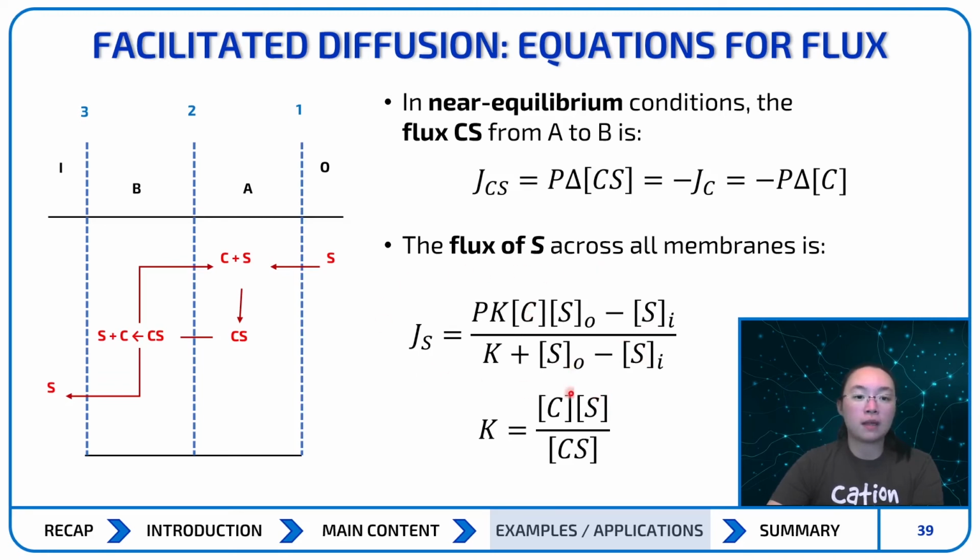So this is something that you'll be asked to explain as part of an assignment. So you can take a look at that for some additional information as to what's involved in every step of the process. Now K, the equilibrium constant, is going to be equal to the concentration of C times the concentration of S over the concentration of the combined complex CS.